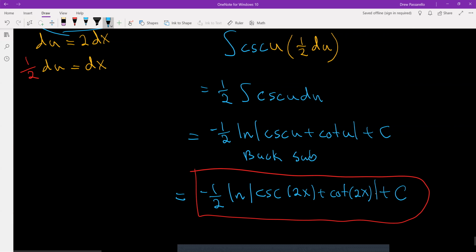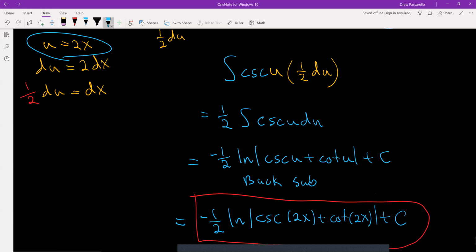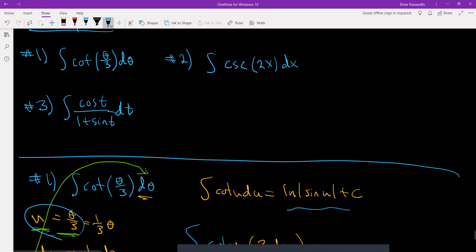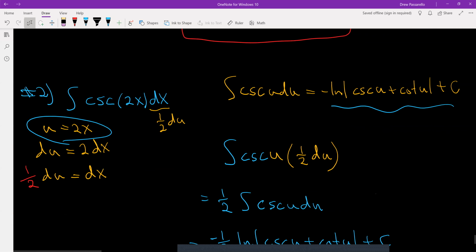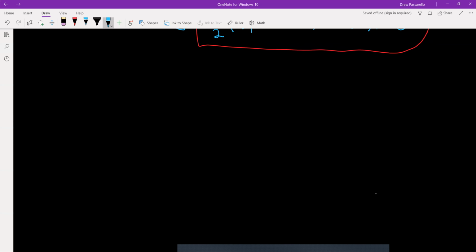All right, in our third example, it looks a little bit more complicated. So I have a cosine and I have a sine involved. So let's see what I can try to do. So number 3. It's cosine of t over 1 plus sine of t, and then dt.